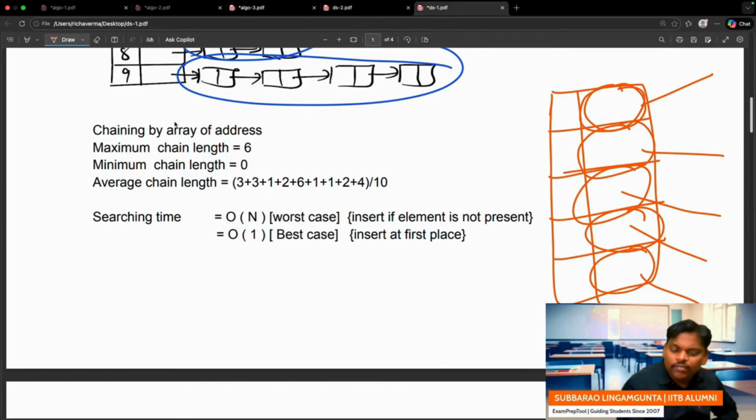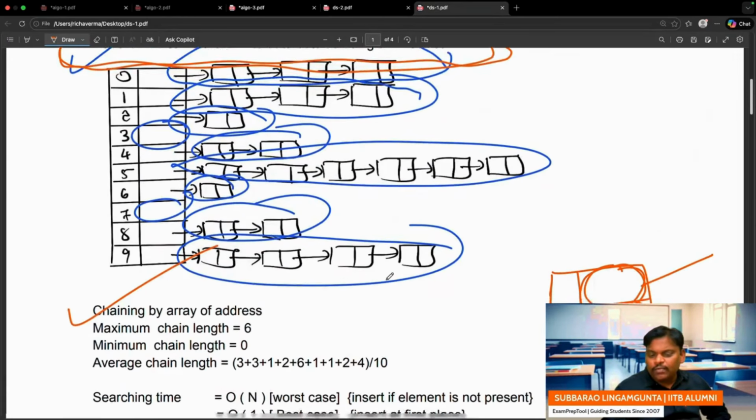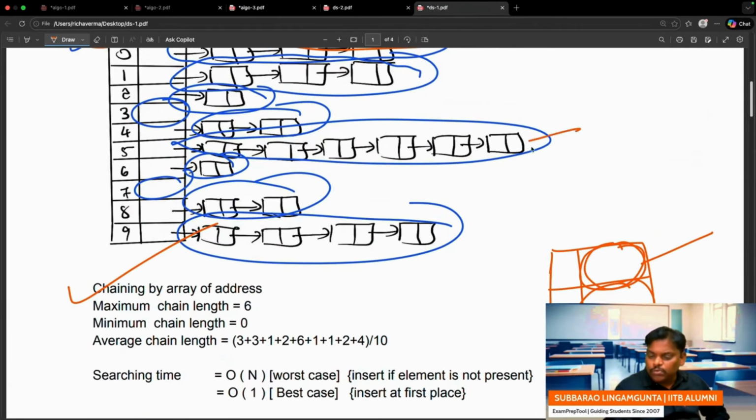So chaining will be implemented by using an array of addresses. That's okay. Next one, what is the maximum chain length? They may ask this question. Please be careful. They will give some data. They will ask you, if you do chaining, what is the maximum chain length? I think in this problem, 6.